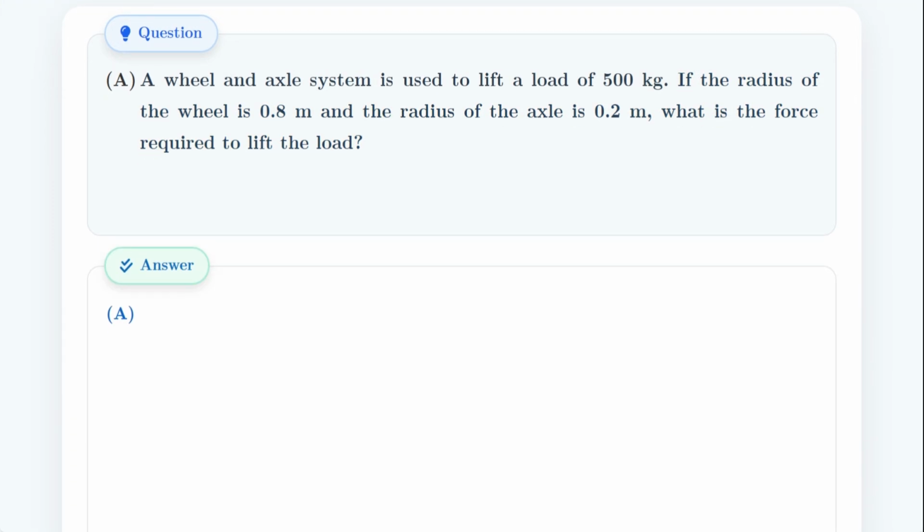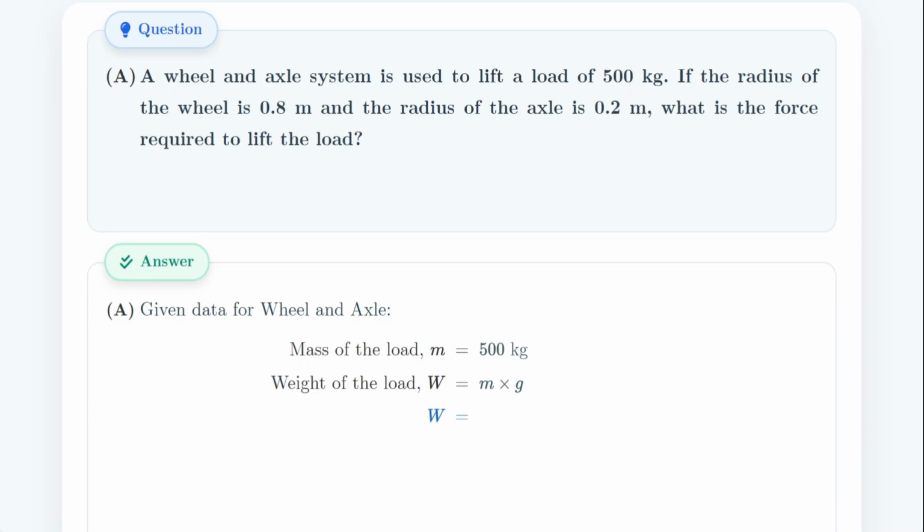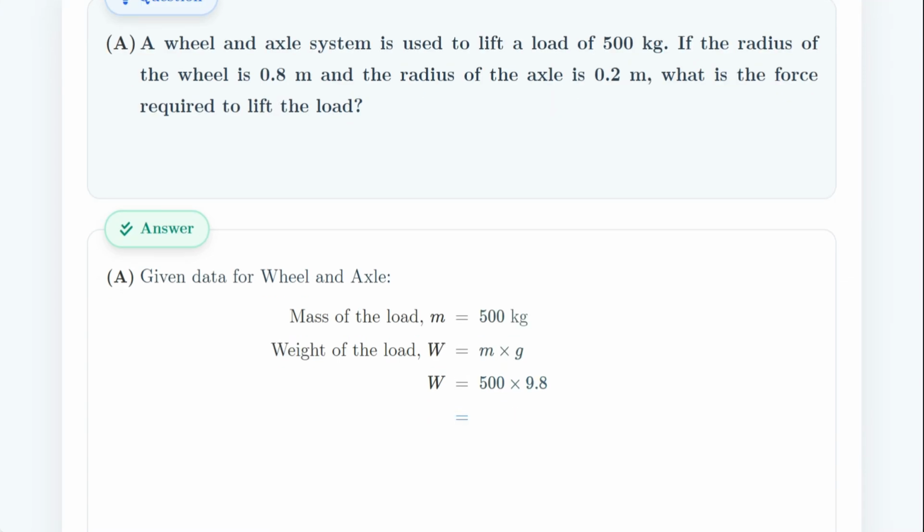Let's answer Part A. Given data for the wheel and axle system. Mass of the load, M, is 500 kilograms. Weight of the load, W, equals M times g, 500 times 9.8, which gives 4,900 newtons.